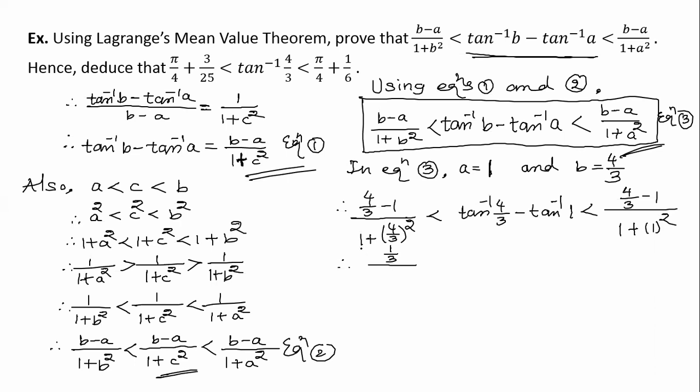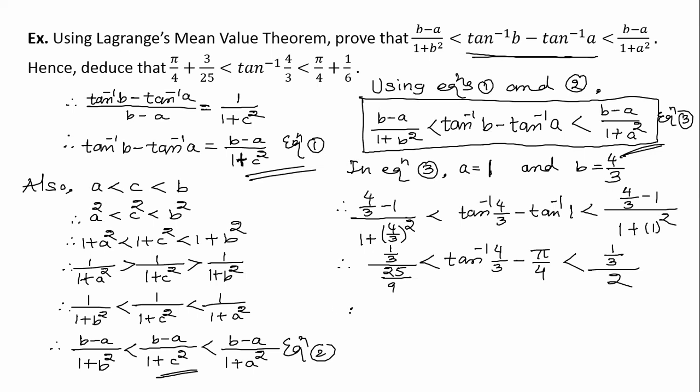Denominator 1 plus 16 upon 9, that is 25 upon 9. Very good. 1 upon 3 divided by 25 upon 9, less than tan inverse of 4 by 3 minus tan inverse of 1, which is pi by 4. And that is less than 4 by 3 minus 1, again 1 by 3, and divided by 1 plus 1, that is 2.